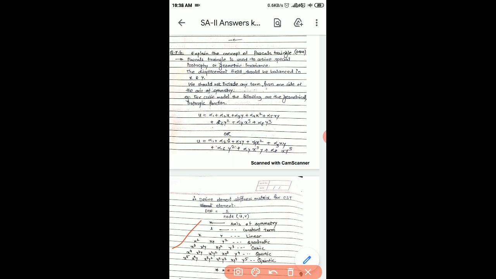This is Pascal's triangle, and this is the axis of symmetry. All the elements in the x and y directions are symmetric. There should be balance in this Pascal triangle. First we have the constant term, then the linear term, and then quadratic, cubic, quartic and quintic. This is the shape and form of Pascal's triangle.